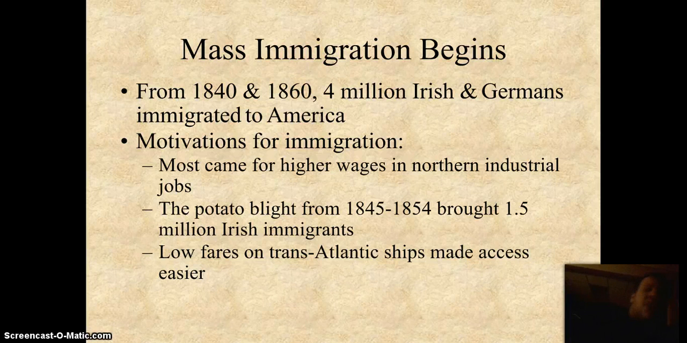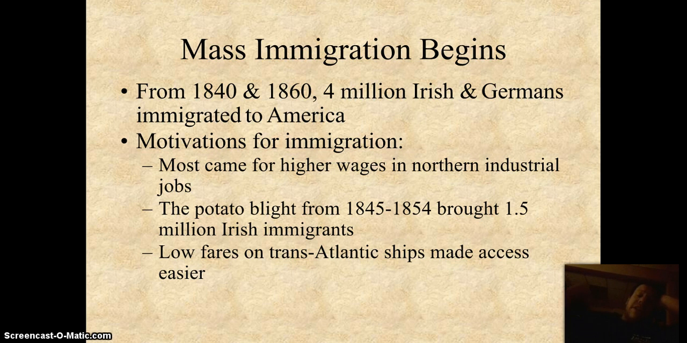All right, ladies and gentlemen, let's talk immigration. We know that between 1840 and 1860, we have almost 4 million immigrants to the United States, and we see different periods of immigration in the United States. This period is mostly immigrants from Western and Northern Europe. In the later half of the 19th century, we see immigrants from Southern and Eastern Europe.